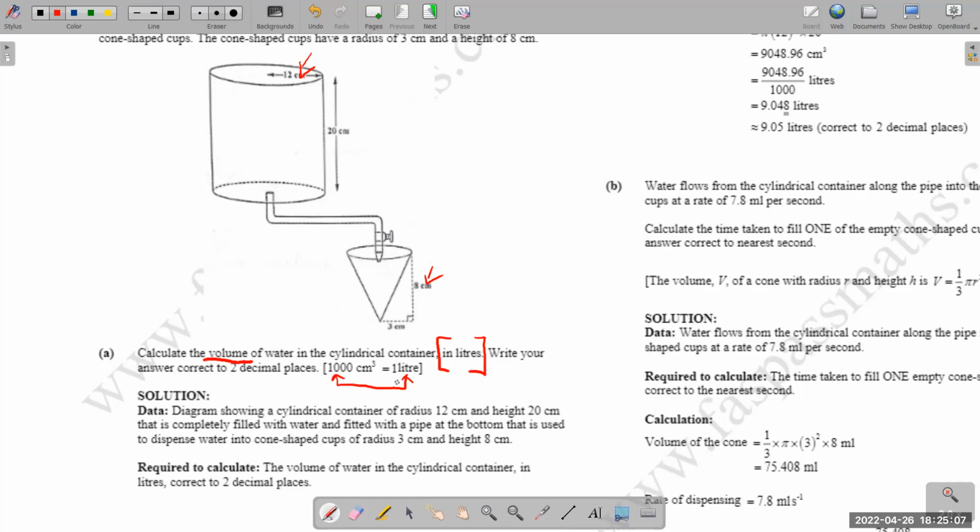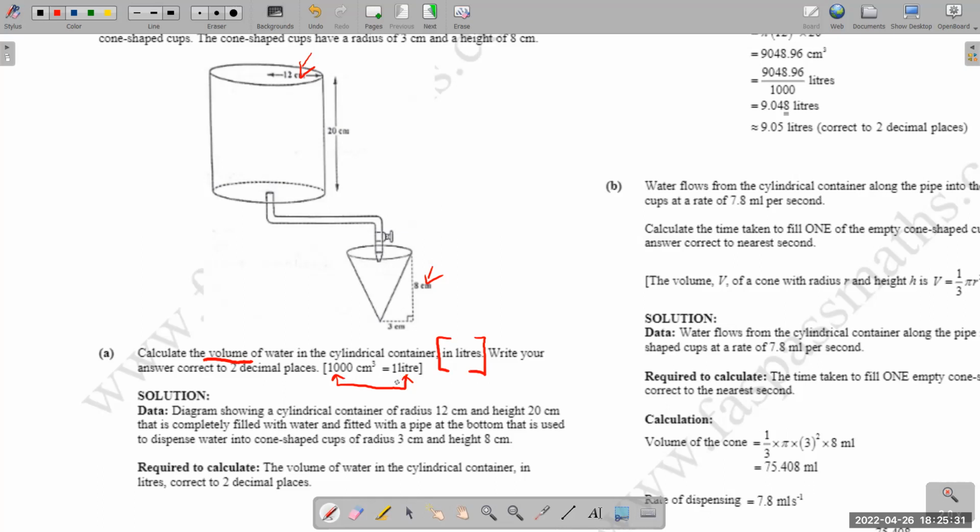Look at what they gave us here. The volume V of a cone with radius R and height H is V equals 1/3 pi R squared H. You see, they give you the formula. That means CXC was feeling very sorry for people. They don't usually give you this formula. That's one of the formulas you should try to memorize.